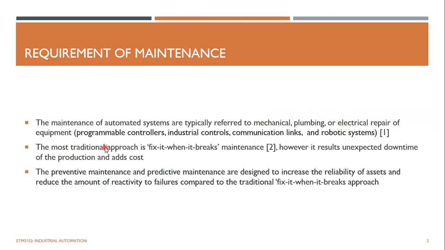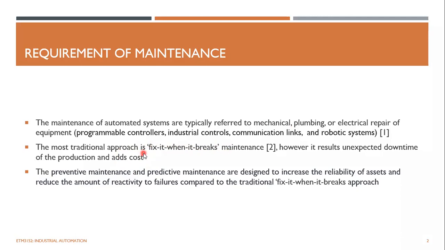The most traditional approach is to fix it when it breaks, which means you just wait until something breaks, and then you go and fix it. This results in unexpected downtime of production and added cost. If you're running a production line and something goes wrong, fixing it will stop the production cycle and add a lot of cost to the company, right? So this is not the standard way.